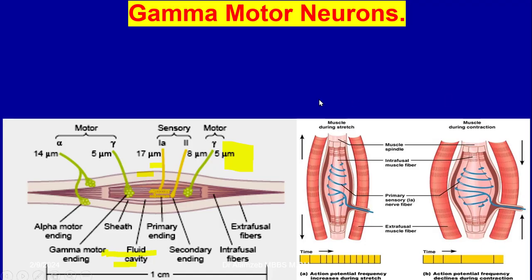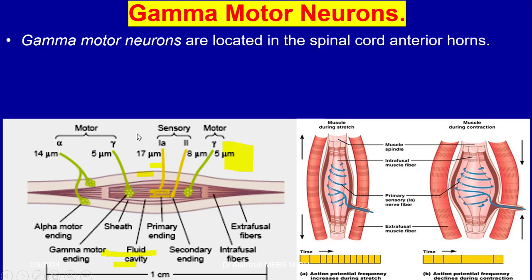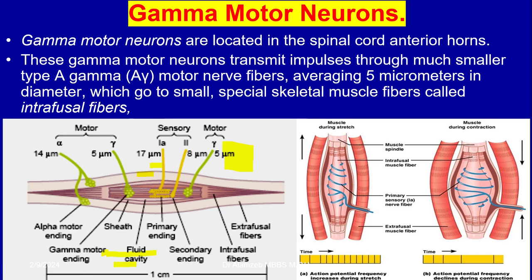Gamma motor neuron. Gamma motor neurons are located in the spinal cord anterior horn. These gamma motor neurons transmit impulses through much smaller type A gamma motor neuron fibers, average 5 micrometers. The A alpha are 14 micrometers and these are thinner, 5 micrometers in diameter, which go to small special skeletal muscle fibers called intrafusal fibers. These are the intrafusal fibers which are supplied by the gamma motor neuron.